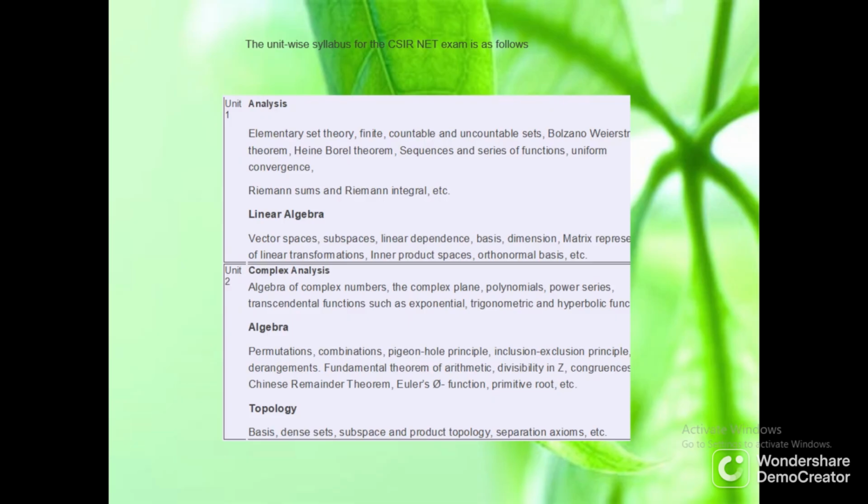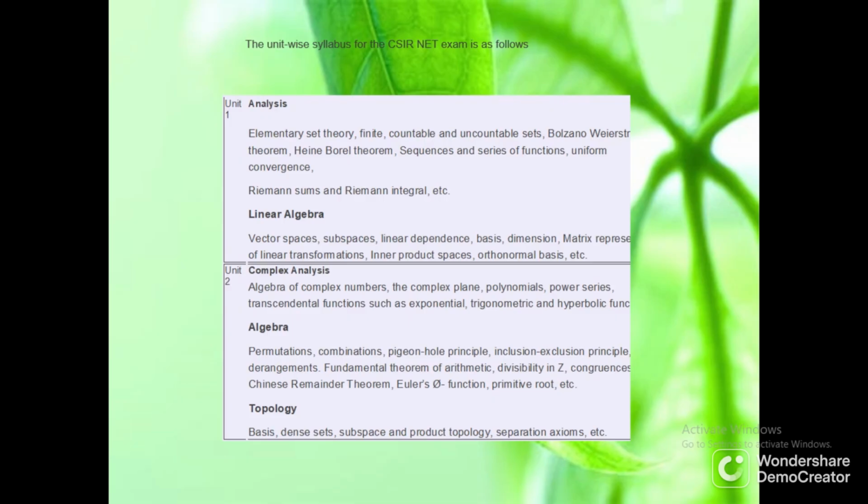Analysis and linear algebra are very important, and the maximum number of questions come from these sections, and students can easily solve these questions. Another very important one is unit 2: complex analysis, algebra and topology.